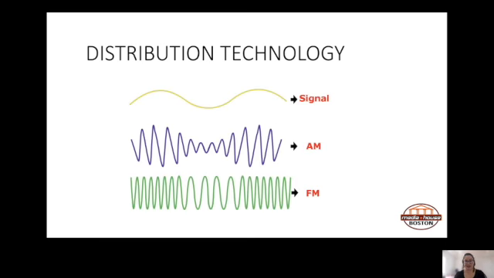So there's the signal, there's the AM that can bend, and then the bottom one is the FM one that can't bend, it just goes straight. So AM, very noisy, FM, much clearer.